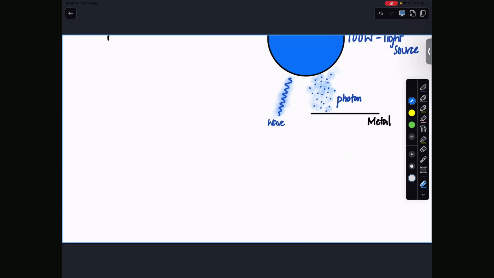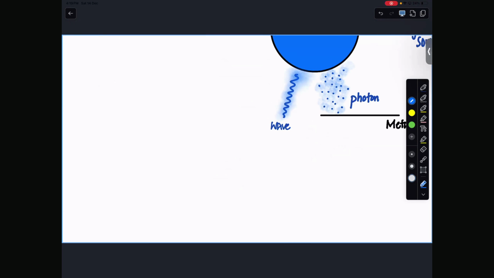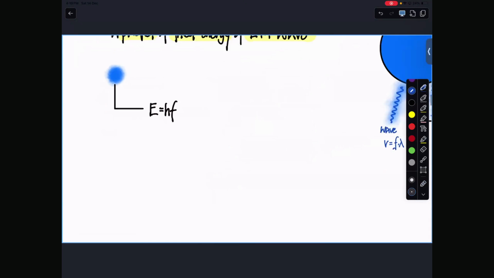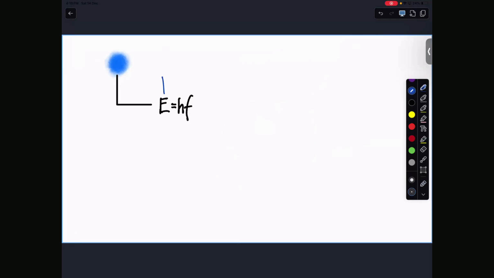It's just that typically light will have what properties? Wave properties. v equals f lambda and other equations of waves that you have learned, right? So in this case, you can use v equals f lambda to describe everything. But when it comes to a photon, v equals f lambda doesn't work. And that's why we have a new equation that we need to look into. The equation is this: E equals hf. E is the energy of a single photon.